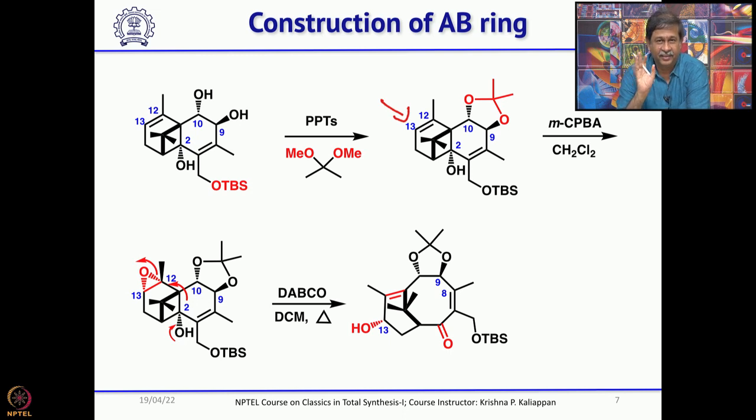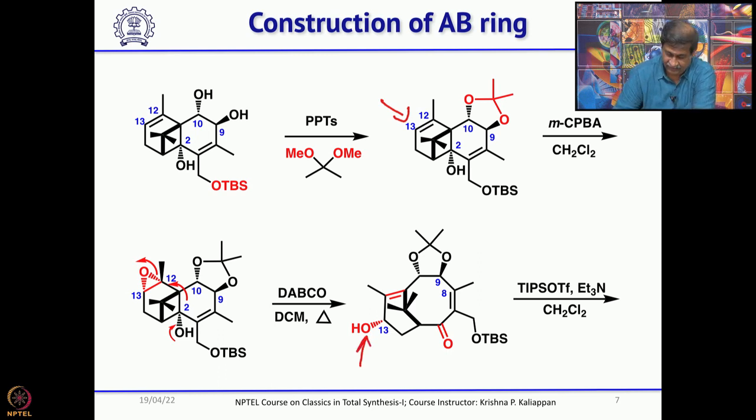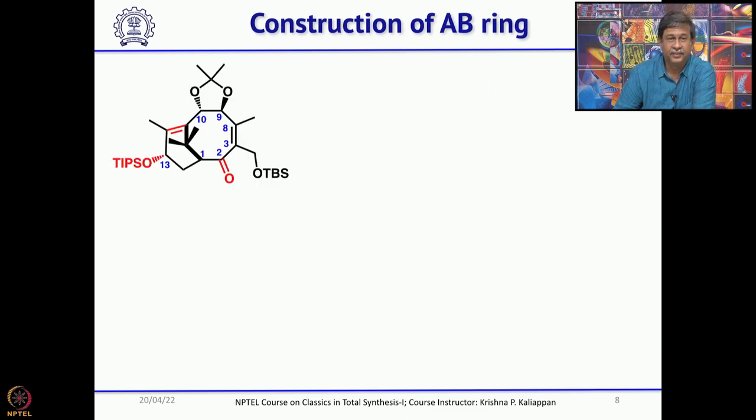So now what one has to do is construct the C ring, followed by construction of the D ring, that is the oxetane. Then you should attach the side chain. Before attaching the side chain, some minor functional group modifications should be done. Next, the secondary alcohol which is formed, that allylic alcohol, should be protected. So that was protected as a TIPS ether by treating with TIPS triflate in dichloromethane.